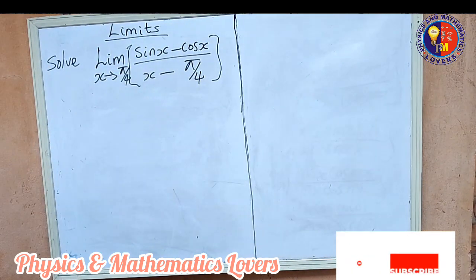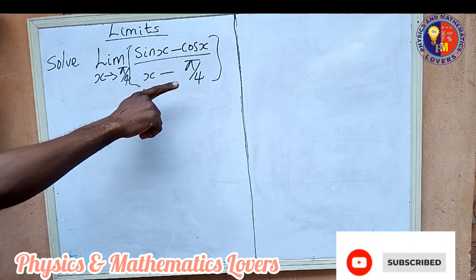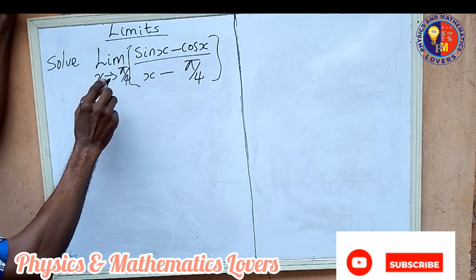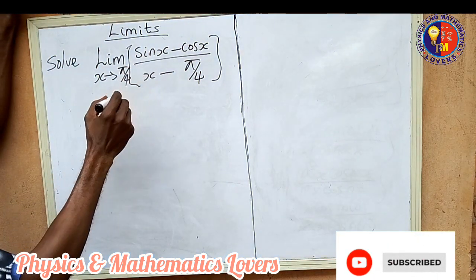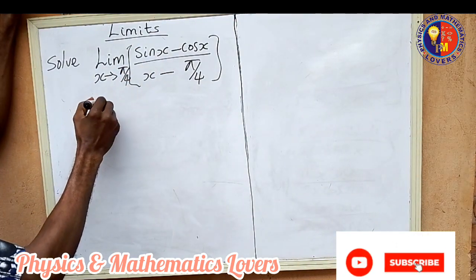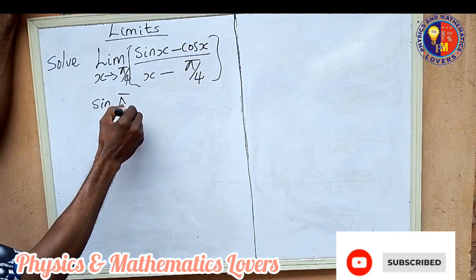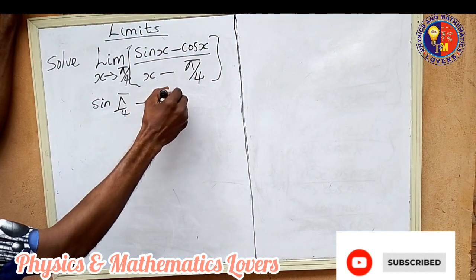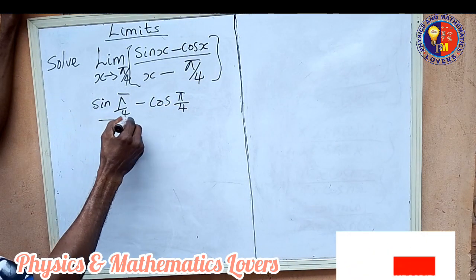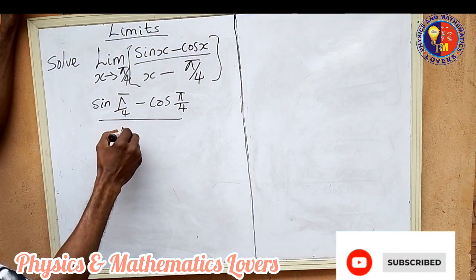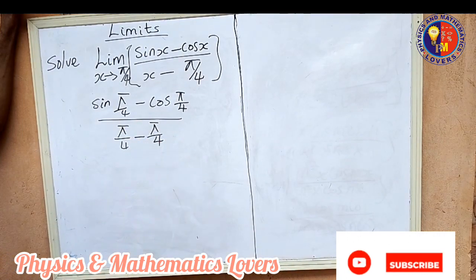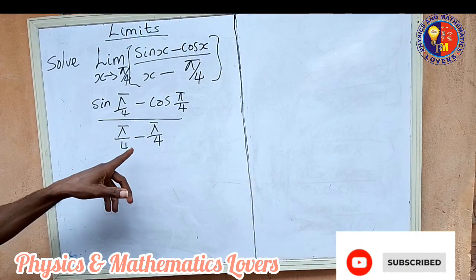If you look at this question and substitute directly, we are going to have an indeterminate value. So let me show you. Whenever I see x, I put pi over 4, which means I'm going to have sine pi over 4 minus cos pi over 4, all over pi over 4 minus pi over 4. Even by looking at this alone, you already know that this is undefined.